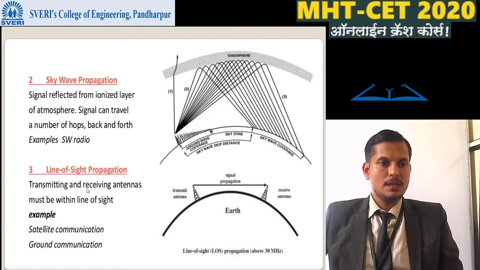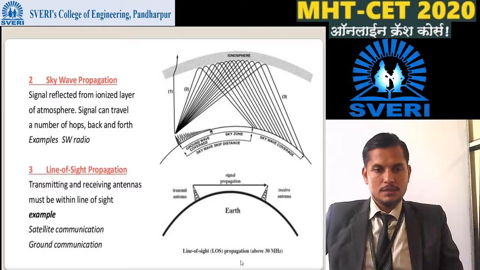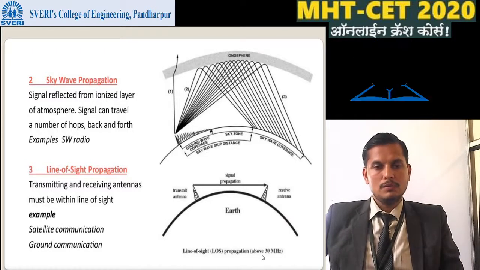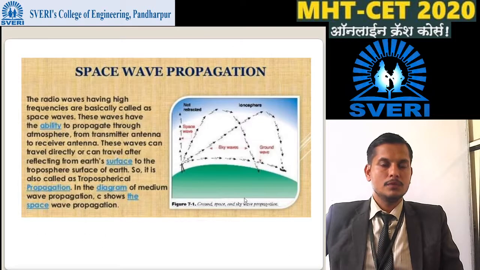Then next is line of sight propagation, meaning the transmitting and receiving antennas must be within line of sight, for example satellite communication or ground communication. In this case we are using waves above 30 megahertz. Here, line of sight means the transmitting and receiving antennas must be within line of sight, and we are sending these signals.